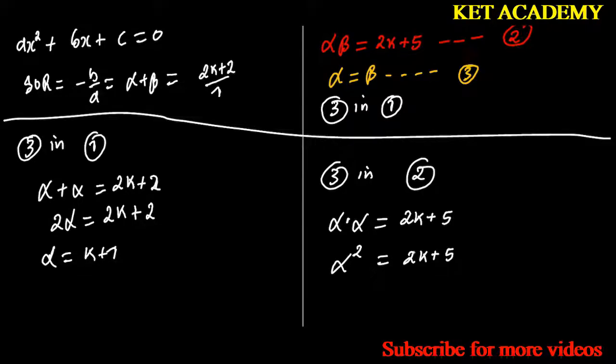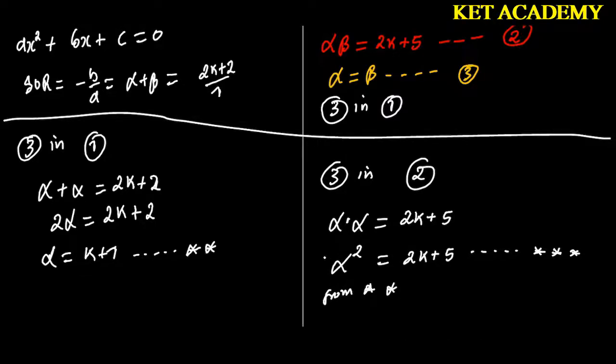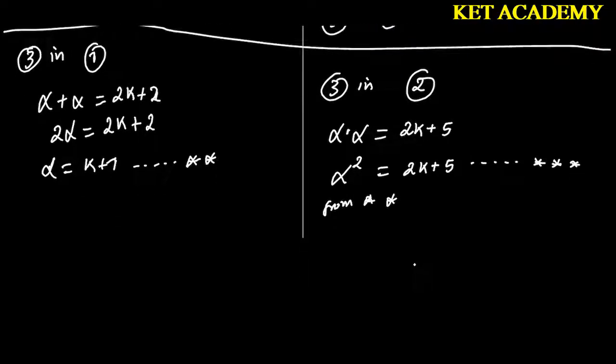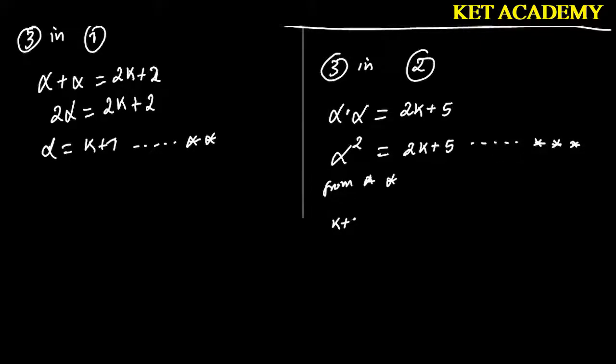Now we have been told that alpha squared is 2k plus 5. What do we know from here? We can call this equation double star, and we call this equation triple star. From double star, anywhere we see alpha we're going to put k plus 1, since alpha is equal to k plus 1 and alpha squared is equal to 2k plus 5. So we're going to have (k plus 1) squared equal to 2k plus 5.